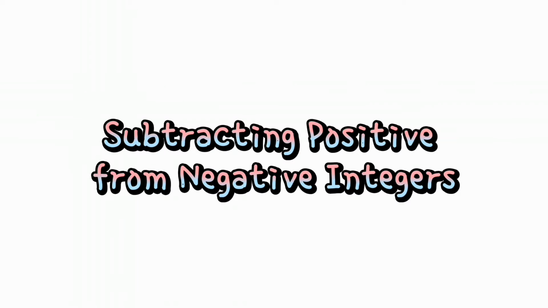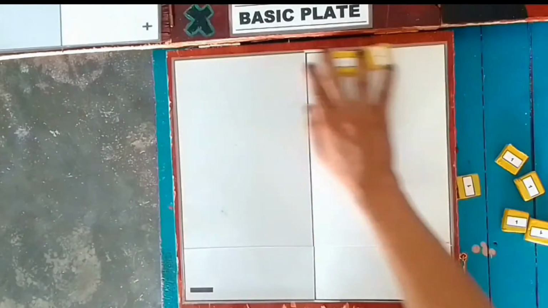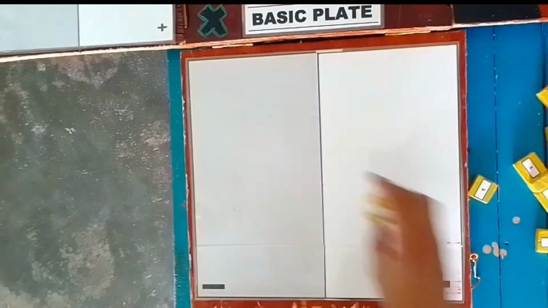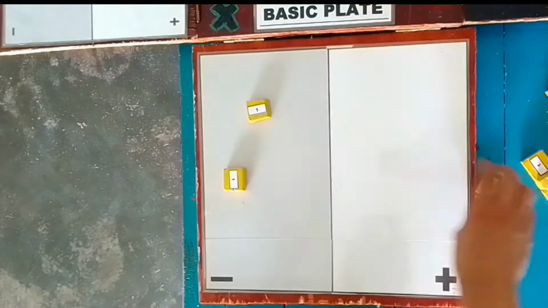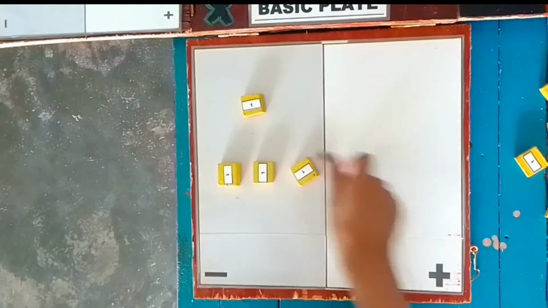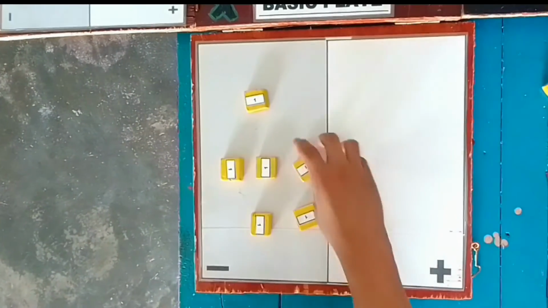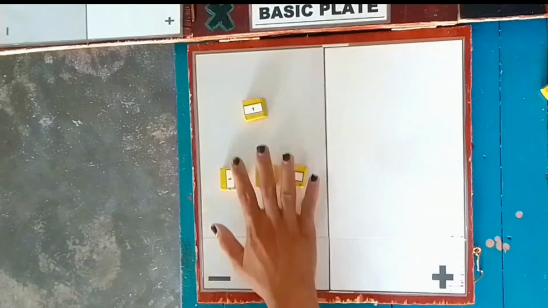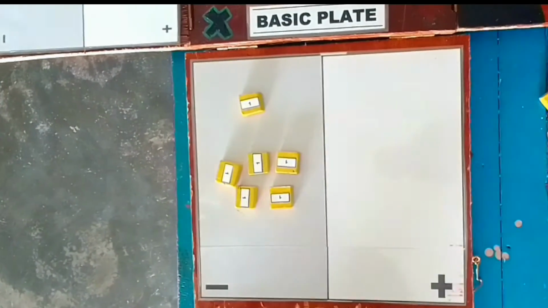Next is subtracting positive from negative integers. We place 1 tile and 5 tiles both on the left side. So 1 tile and 5 tiles both on the left side, and we just count the tiles on the left side, or the negative side, indicating a difference of negative 6.